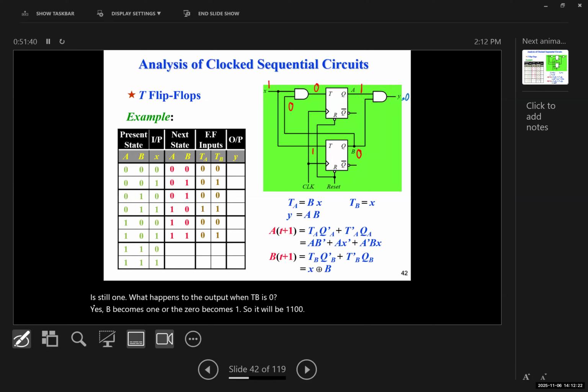Now, what about the next one? A and B are both 1, and X is 0. Again, because one of the inputs of the AND gate is 0, we don't care about the other input. It's going to be 0 anyway. So TA would be 0, and TB is also 0. When both of them are 0, what happens to the inputs? Remain the same. So it's going to be 1, 1, 0, 0. What about the last one? I want you to solve this one.